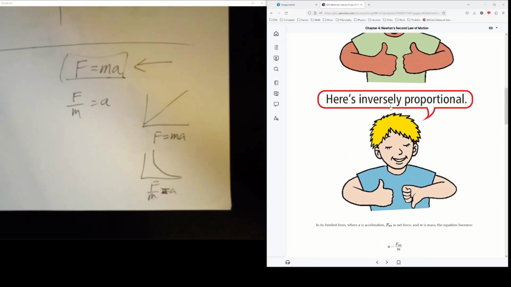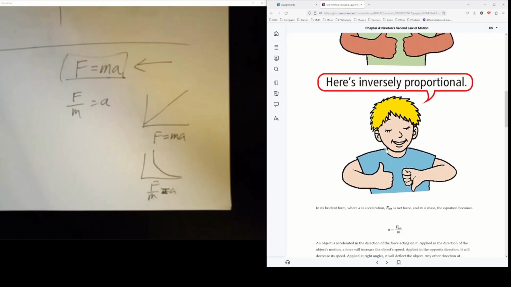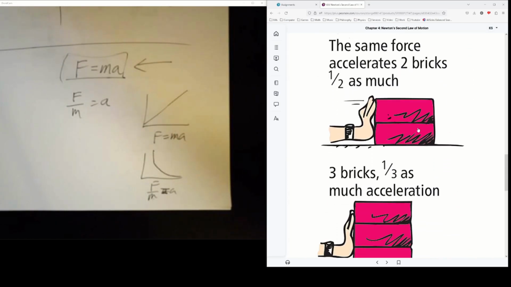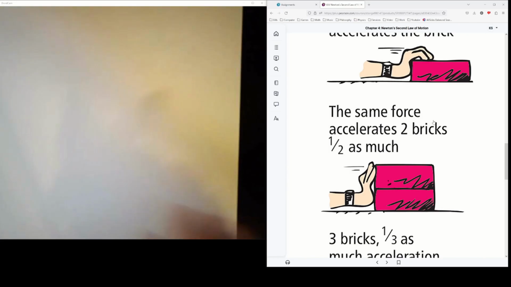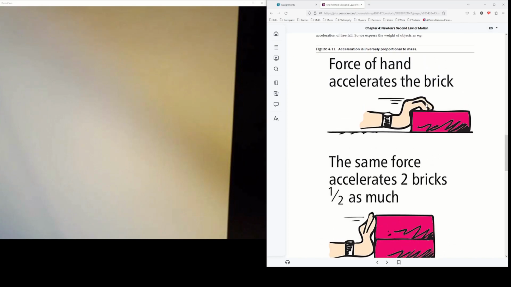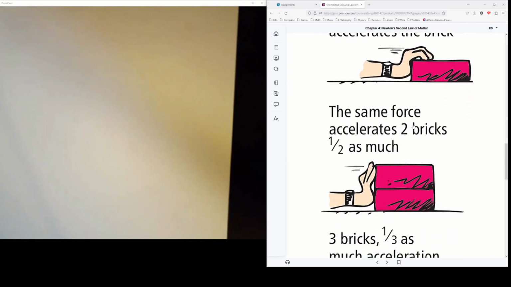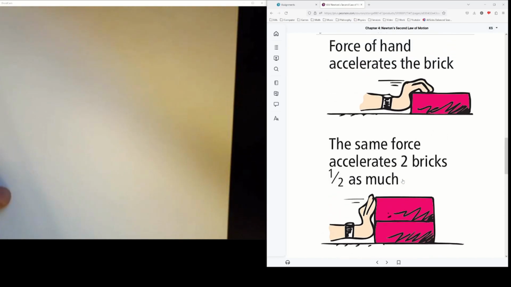Not quite sure why, that's just math stuff. And here they're saying what I was talking about before, that if you apply the same force, then as the object gets heavier, the acceleration is lighter.